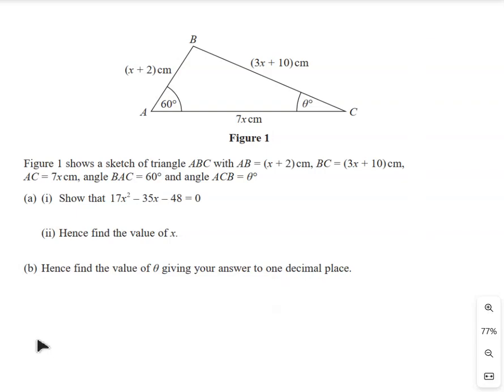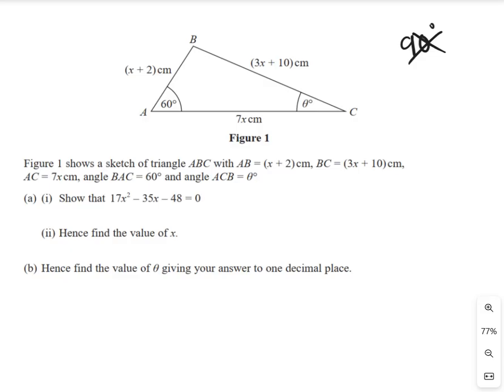So here is the problem. A triangle, and there is no 90 degree within the triangle, and there are three sides: AC 7x, BC 3x plus 10, and AB x plus 2 centimeter. And the triangle has two angles actually defined.